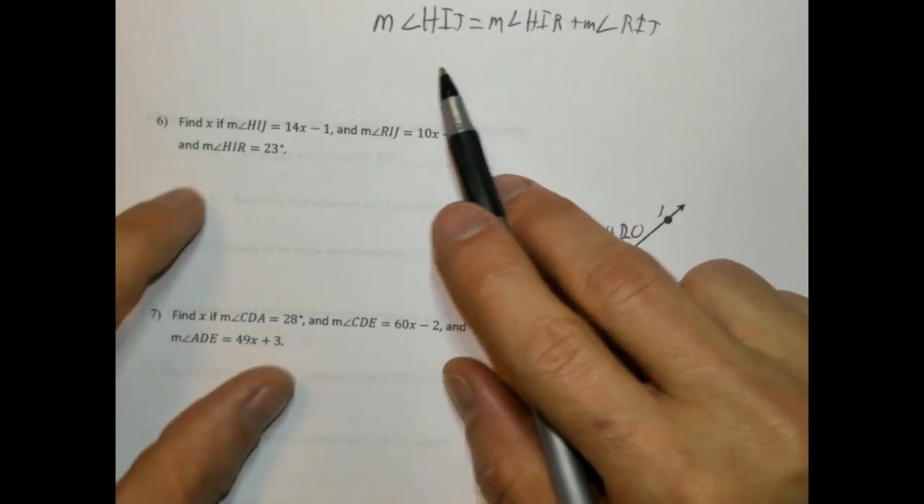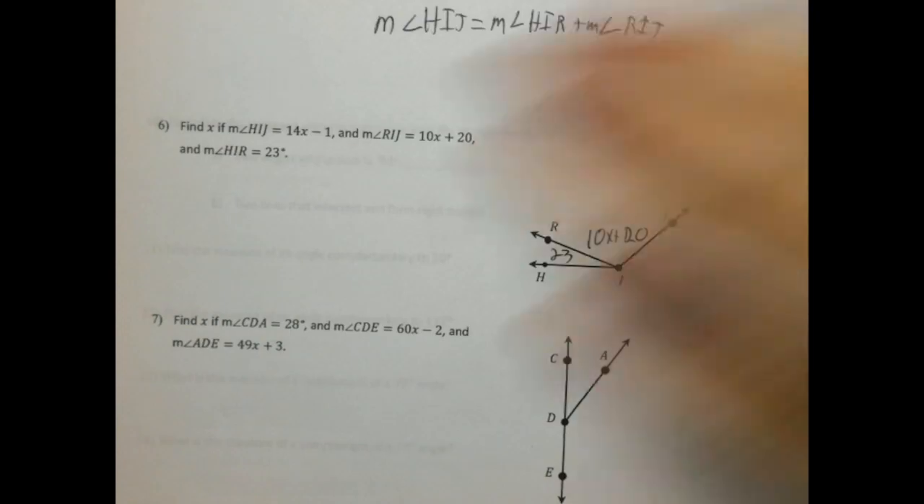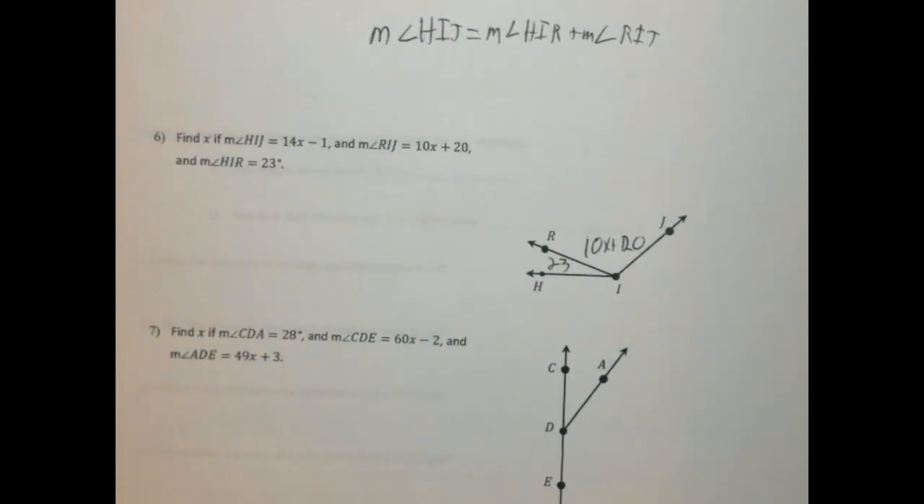So HIJ is 14x minus 1. Hold on a second. All right, sorry about that.